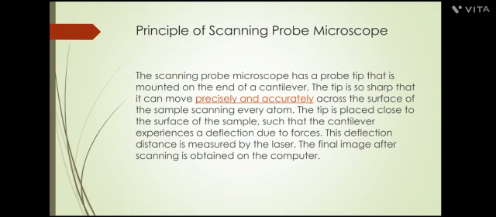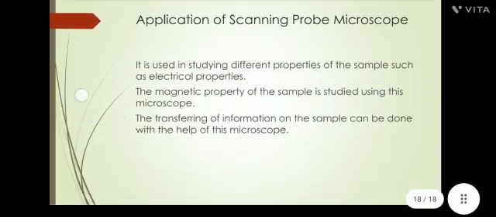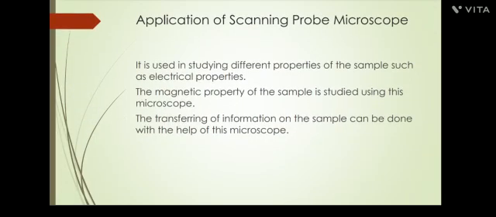What is the principle of the scanning probe microscope? The scanning probe microscope has a probe tip that is mounted at the end of a cantilever. The tip is so sharp that it can move precisely and accurately across the surface of the sample, scanning every atom. The tip is placed close to the surface of the sample such that the cantilever experiences a deflection due to forces. This deflection distance is measured by a laser. The final image after scanning is obtained on the computer.